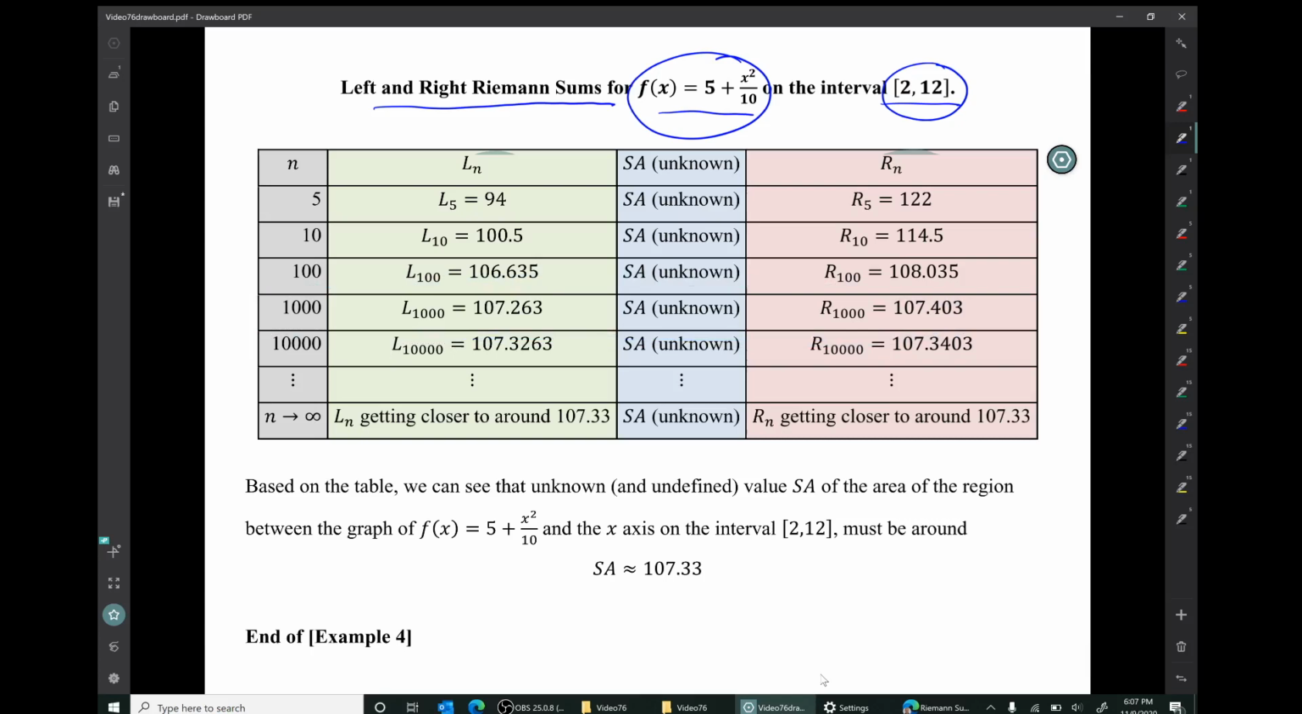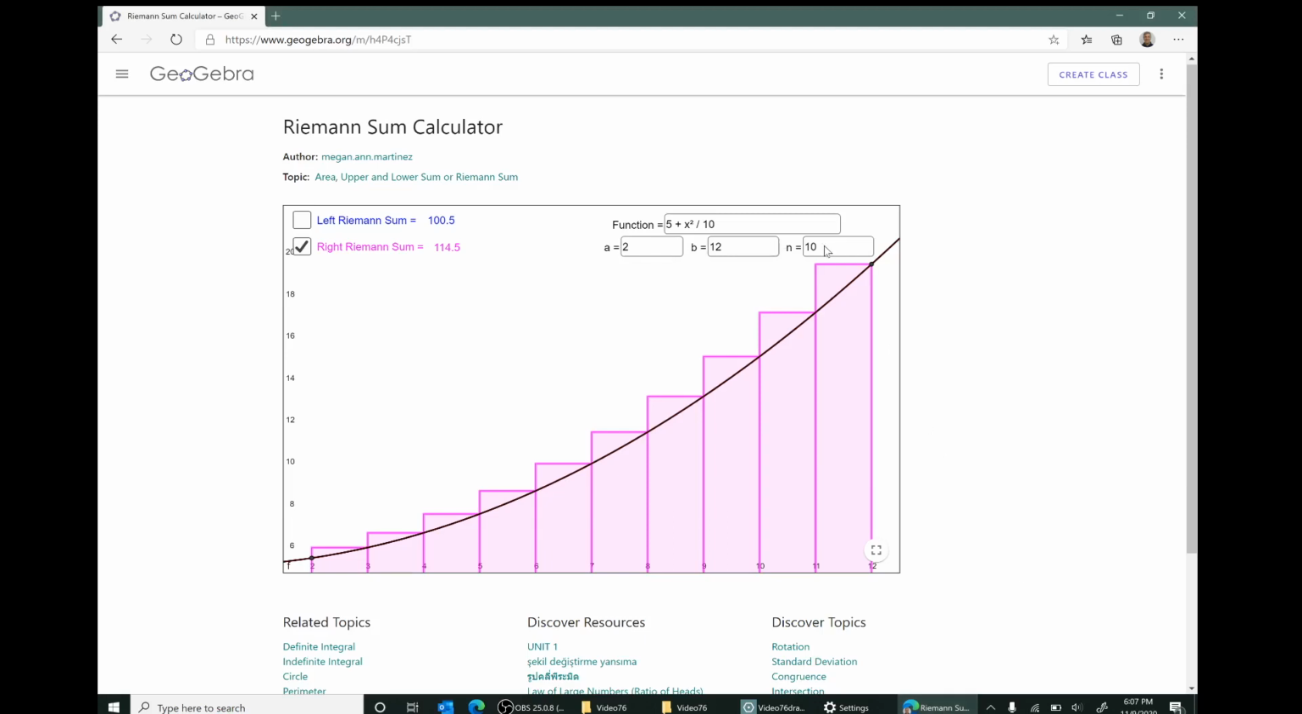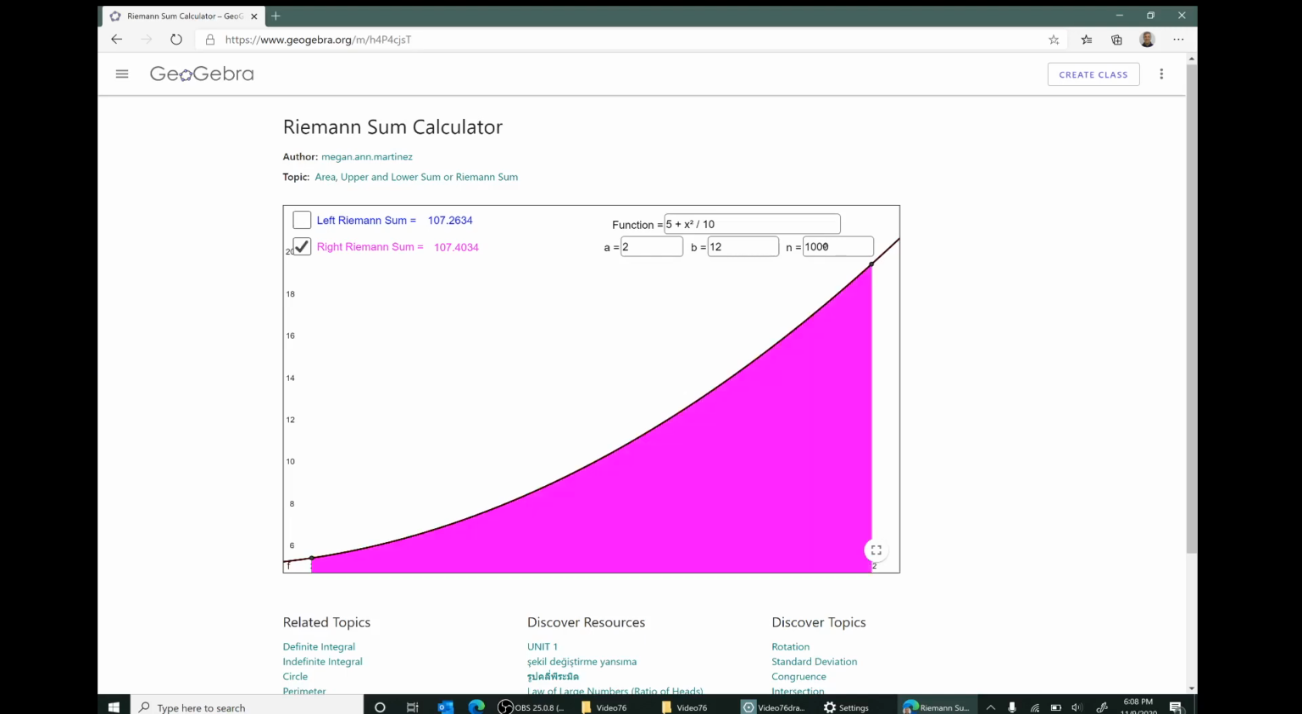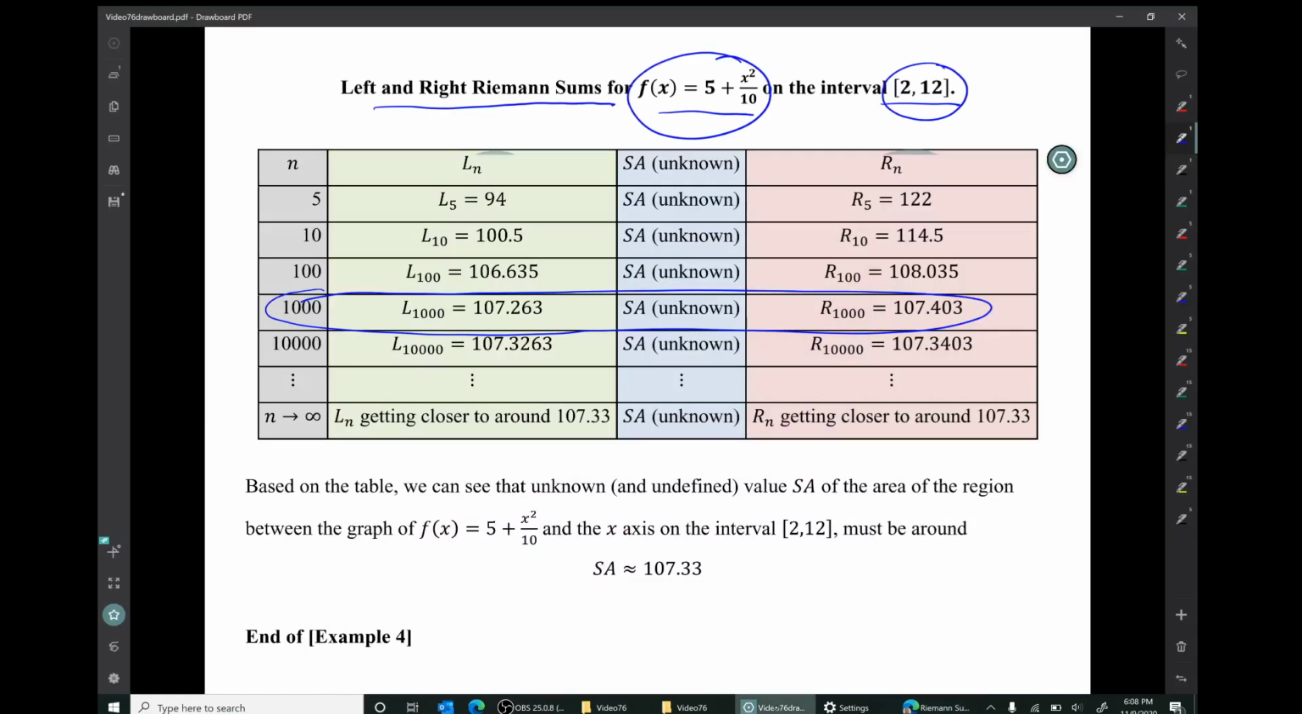Now let's see if we can do the left and right sums with 1,000 rectangles. I'll simply change the value of n to 1,000. So there you see that the rectangles have gotten so small, so skinny that you can't see the gaps. The value of the left sum is 107.2634. The value of the right sum is 107.4034. So we've confirmed this row of the table.